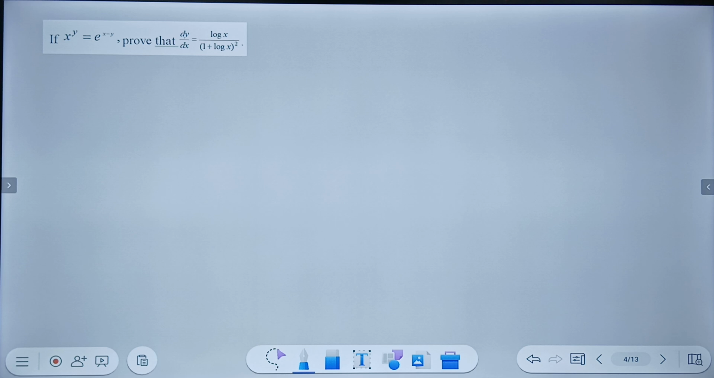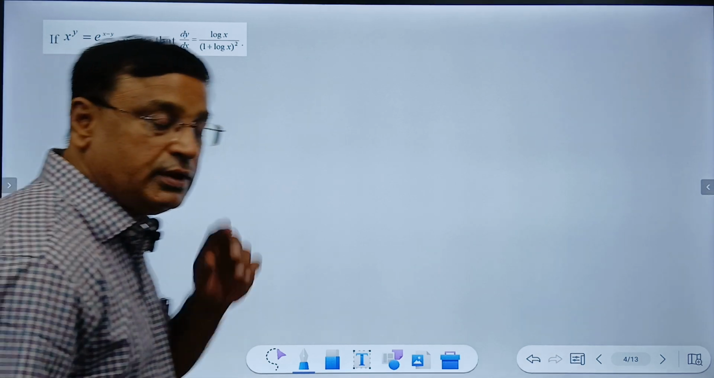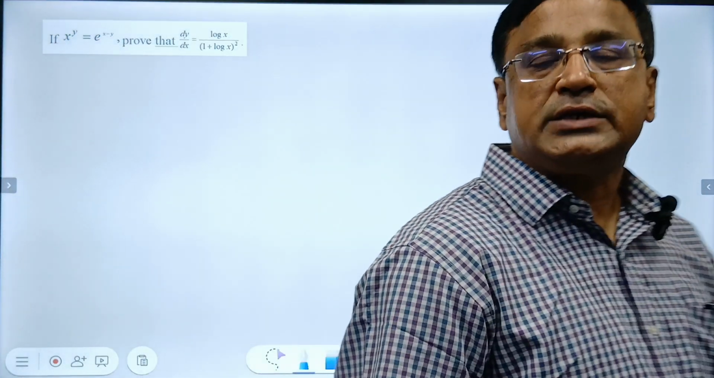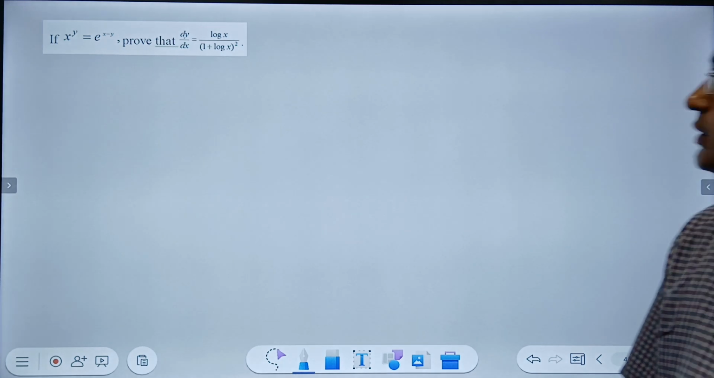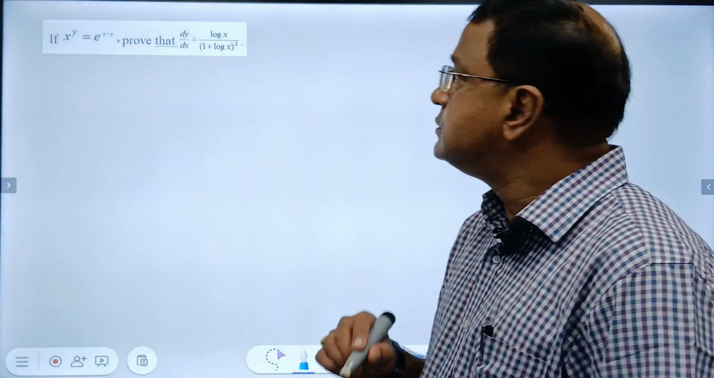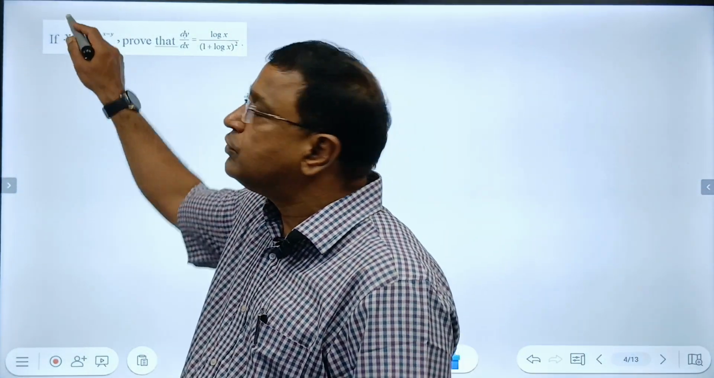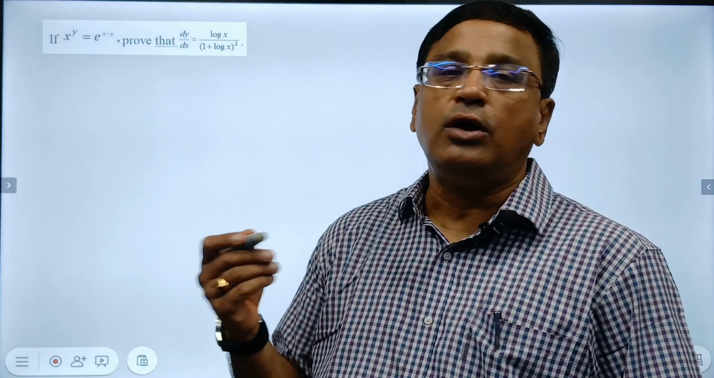Let's go to this next sum. This is a proving sum. This is also a very important sum. You have x power y equal to e to the power of x minus y, and I need to prove this. Since it is variable raised to the power of variable, I will take log on both sides.